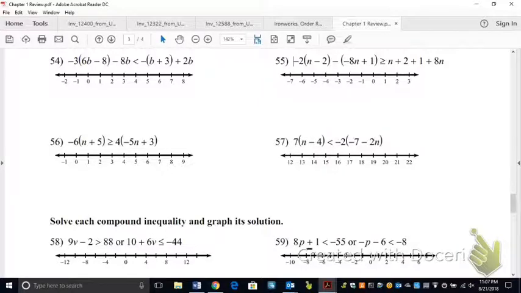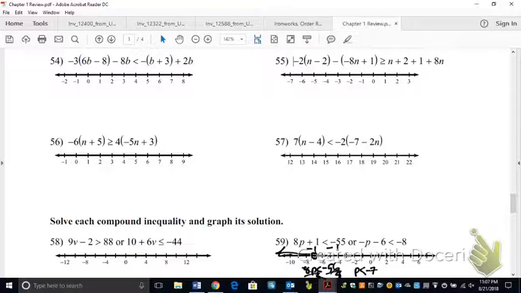So, for 59, what we want to do is we're actually going to do both of them separately and graph them both separately. This is an or right there. So we should see that pointing opposite ways. So for the 8p plus 1 is less than negative 55, we're going to subtract 1 from both sides. That's going to give us 8p is less than negative 56. When we divide by 8, we get p is less than negative 7. So we graph that. Open circle, arrow to the left.